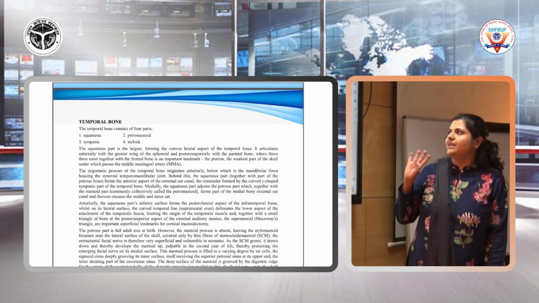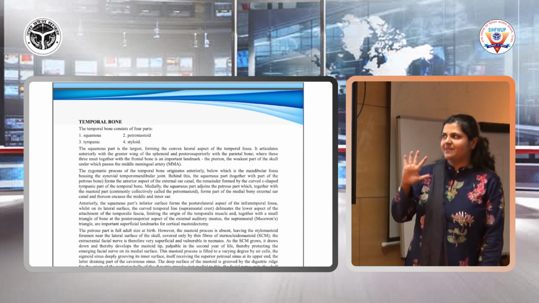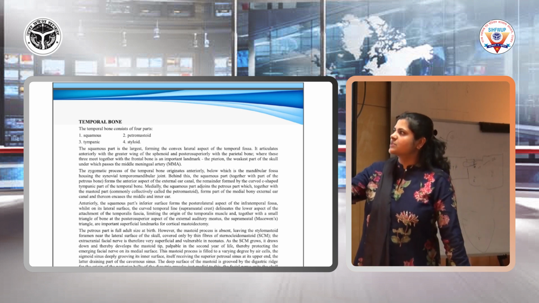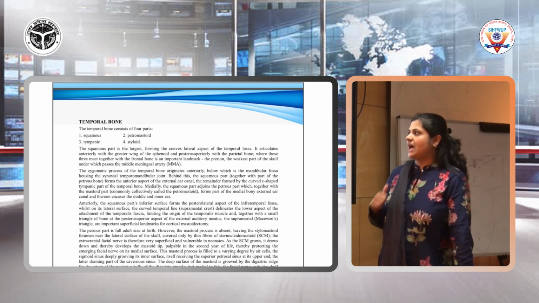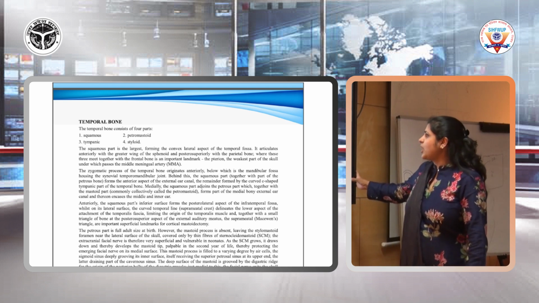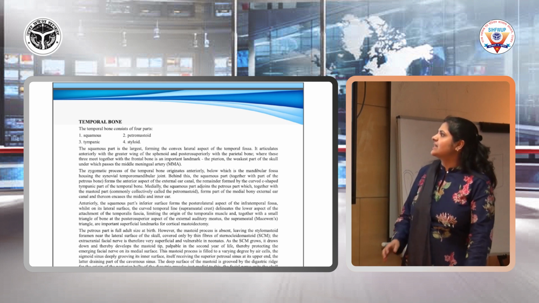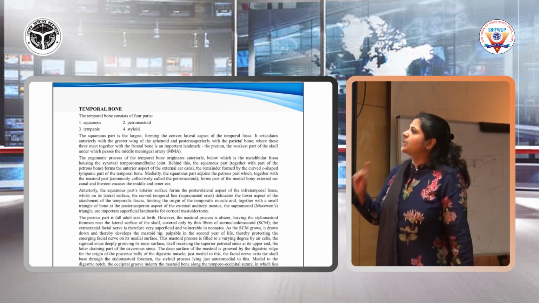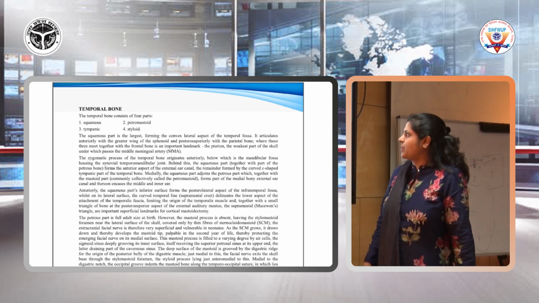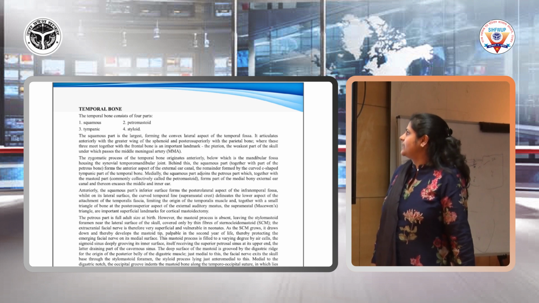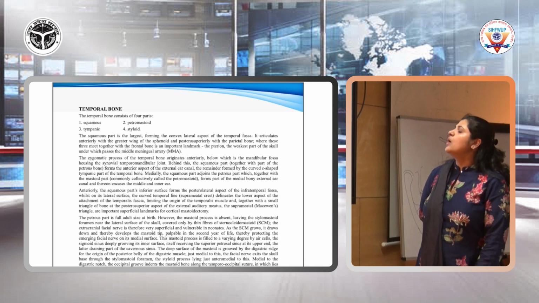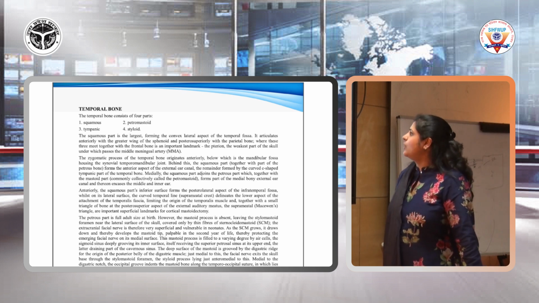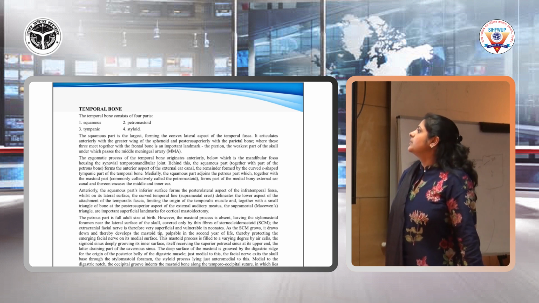The temporal bone is divided either into 4 parts or some people say it is divided into 5 parts: the squamous part, the petrous part, mastoid part, tympanic part and styloid part. The squamous part is the largest, forming the convex lateral surface of the temporal fossa. It articulates anteriorly with the greater wing of the sphenoid, posterosuperiorly with the parietal bone. The zygomatic process of the temporal bone originates anteriorly, below which is the mandibular fossa.